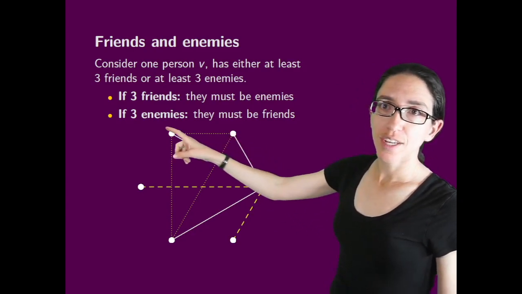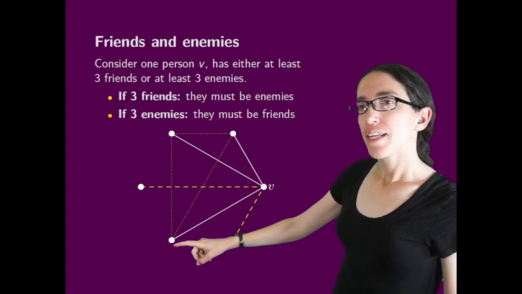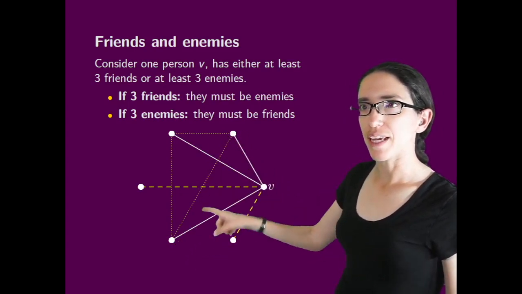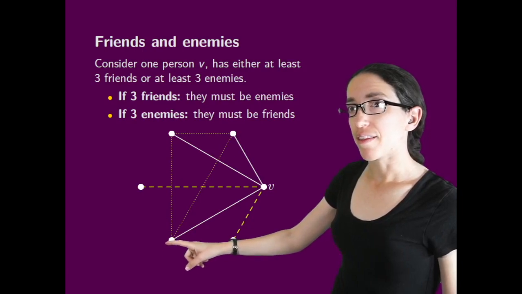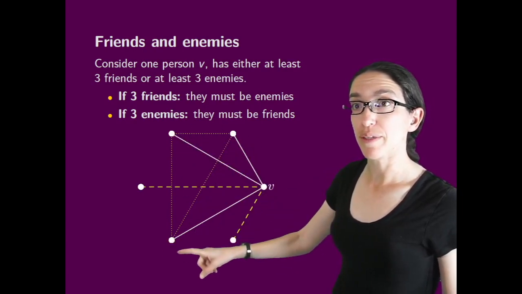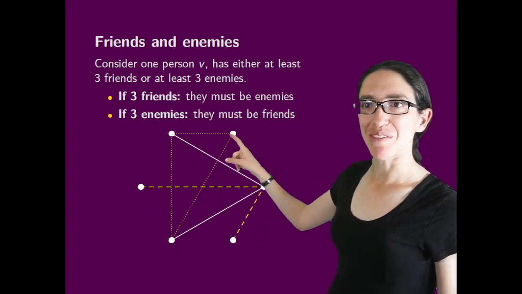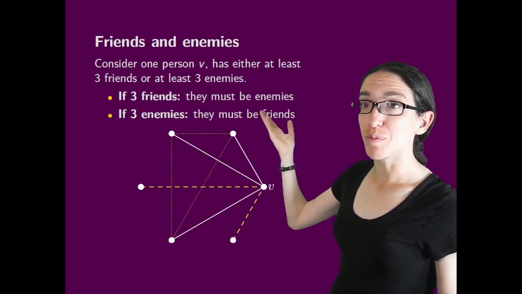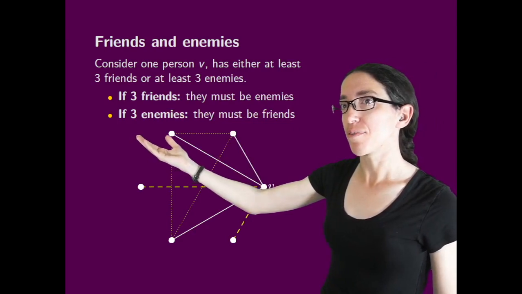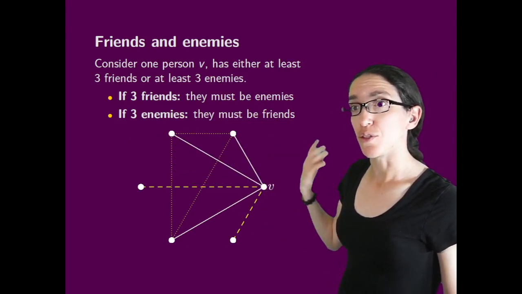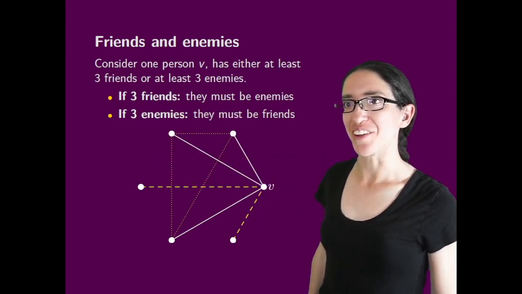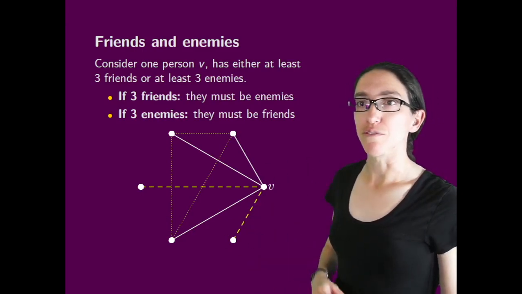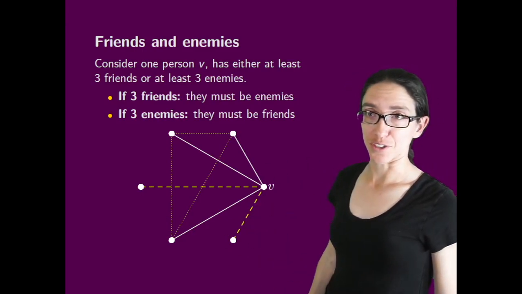So let's consider these 3 friends of V. Now, if any of those were friends with each other, then you would have a triangle with V. And so that means that these people must not be friends with each other, so they must all be enemies. But then that means we have a triangle of enemies. And so if there are 3 friends of V, then those must be enemies. And conversely, if there are 3 enemies that V has, those enemies must all be friends with each other. Otherwise, we do get a triangle. And so in any way we try to avoid a triangle, we are always forced into having a triangle in the end.